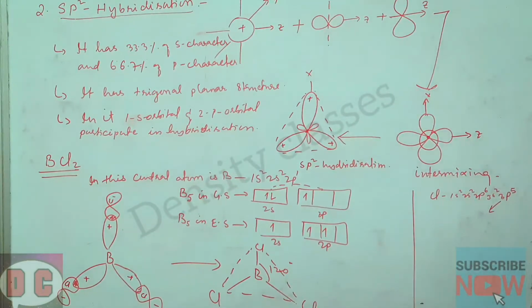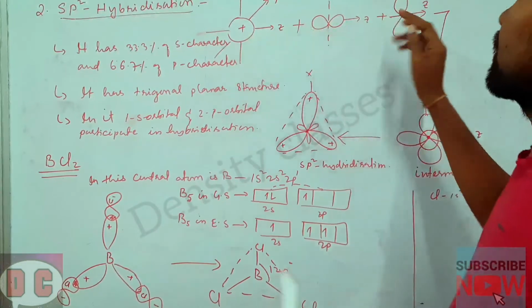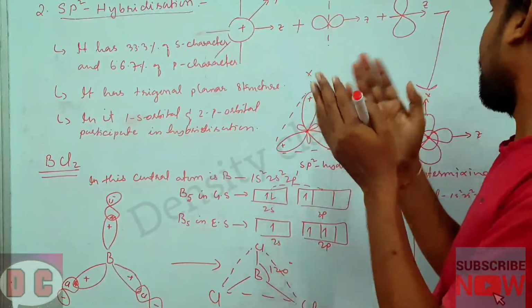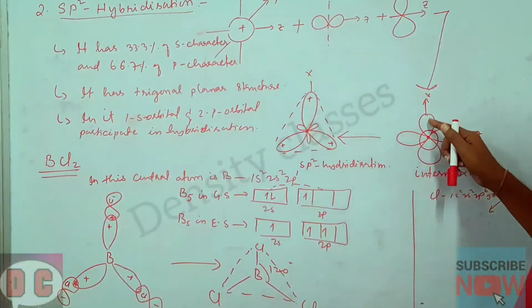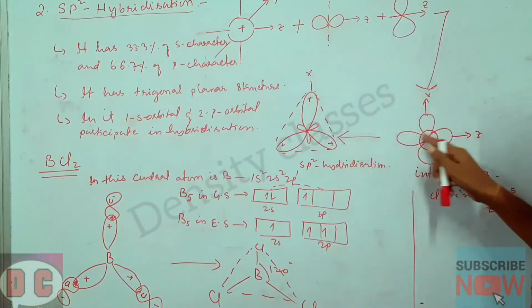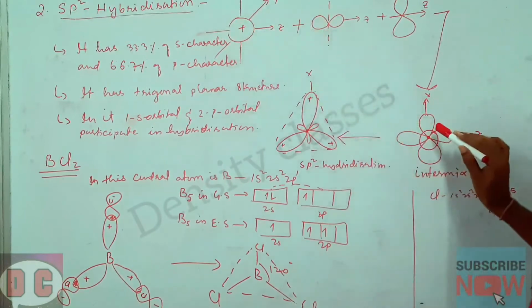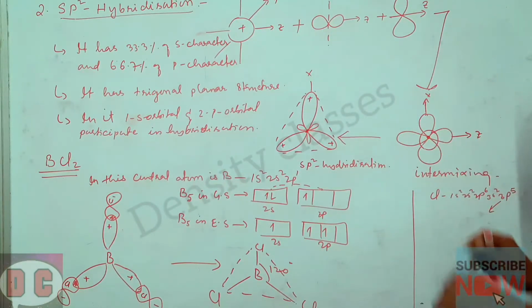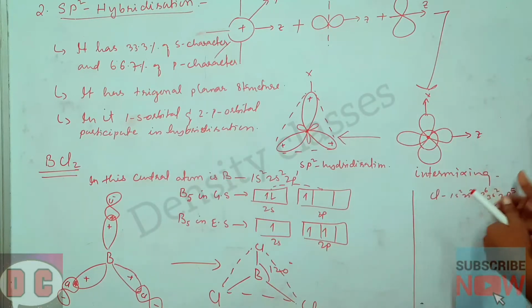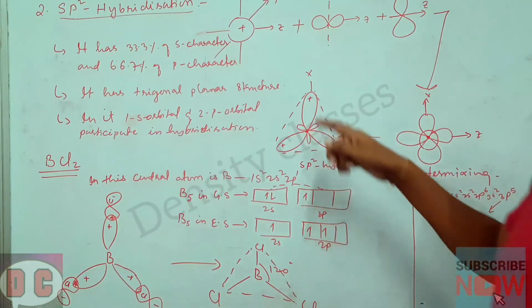Now when these three orbitals intermix and combine with each other, they will be like this. This orbital is this way, this orbital is this way, and this is the circular one, the s orbital. This is called intermixing of orbitals. After the intermixing process is over, you will get hybridized orbitals.